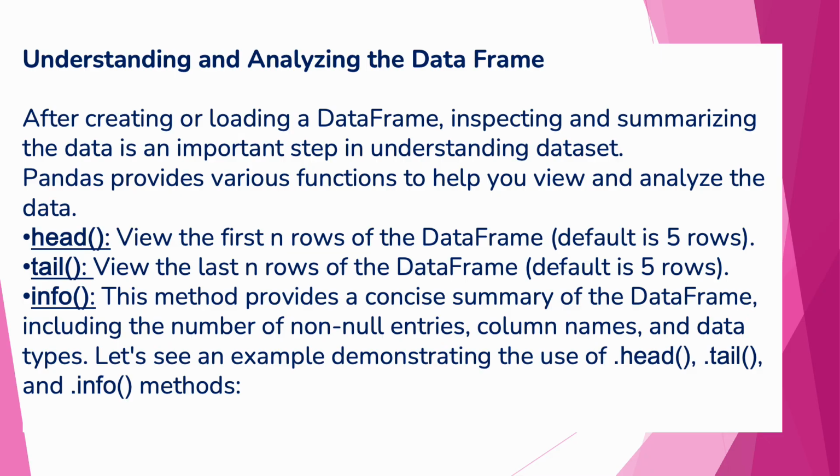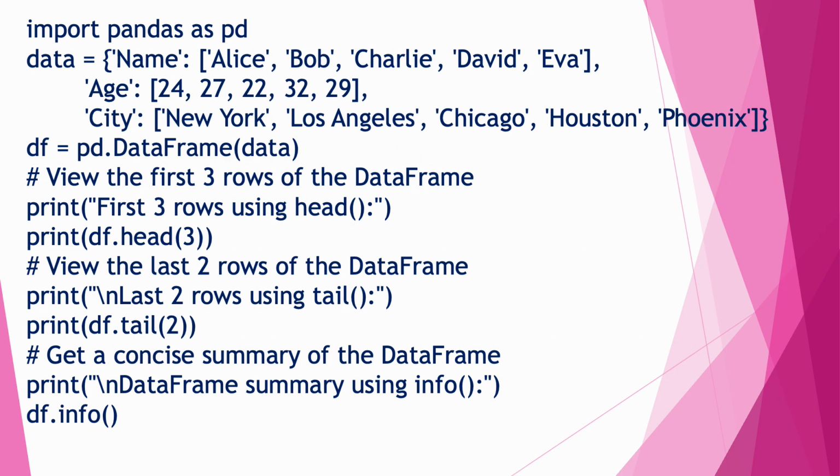And info will give you the summary of the data frame. What are all the non-null entries? What are the column names? All these will be displayed by the info function. Now here is a program for you. In this program, you are going to create a data frame which contains three entities: name, age and city. Name contains these many elements, age contains this many elements and city contains this many elements. Now you have created the data frame.